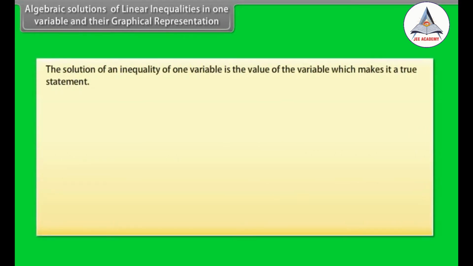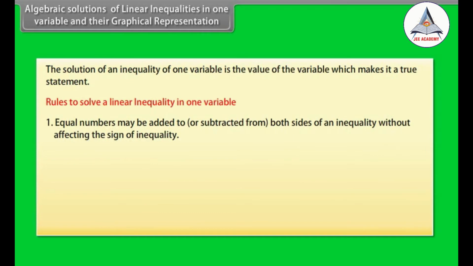Algebraic solution of linear inequalities in one variable and their graphical representation. The solution of an inequality of one variable is the value of the variable which makes it a true statement. Rules to solve a linear inequality in one variable.